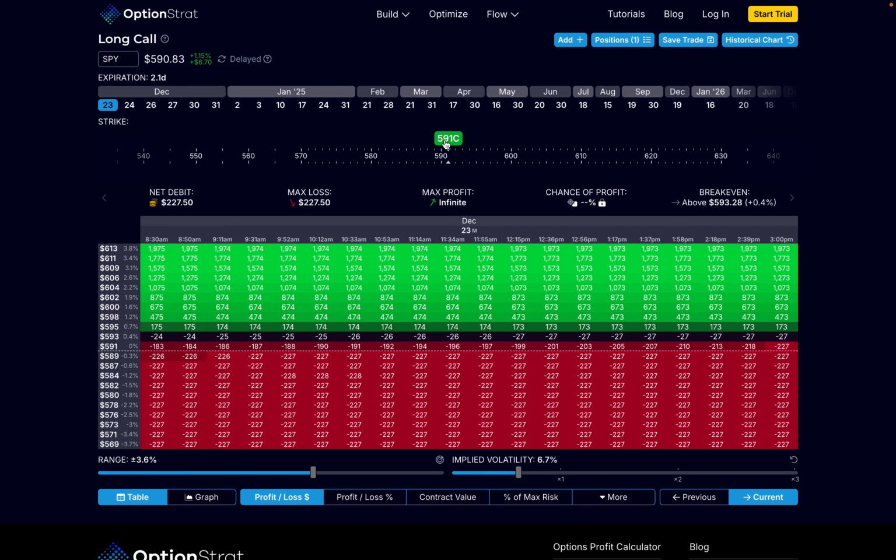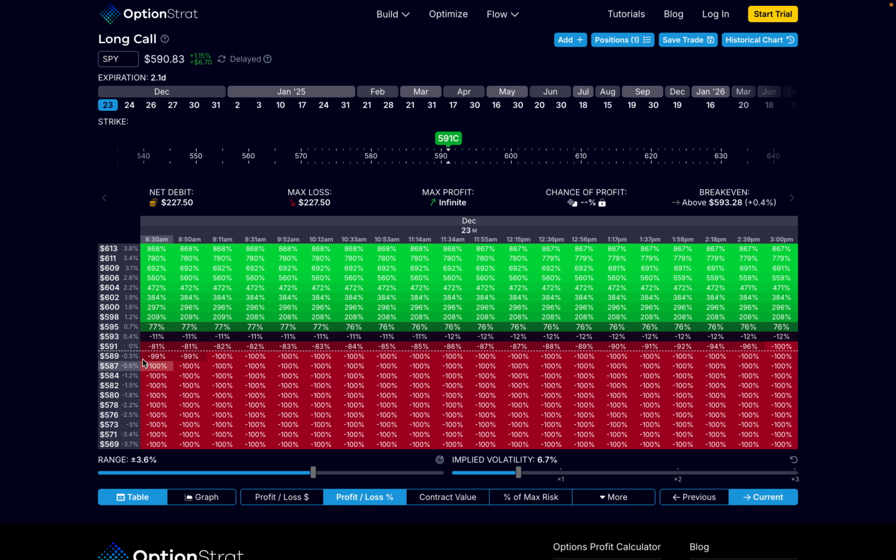And by the end of the day, again, if the share price doesn't go above your strike, you're going to lose 100% of your investment. So you can actually see here, right? SPY's at around 591 right now. So notice here, if SPY trades sideways, as time passes by, you continue to lose more and more and more. So you go from being down 80%, down 85%, down 90%, down 100%. All of this on the same day.